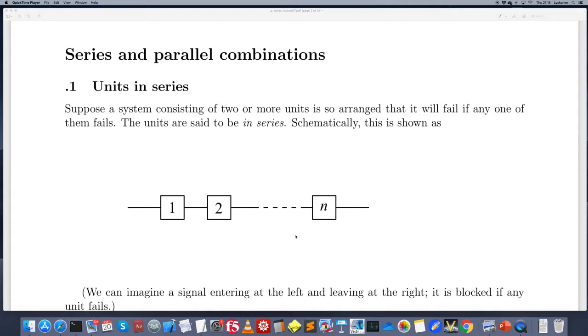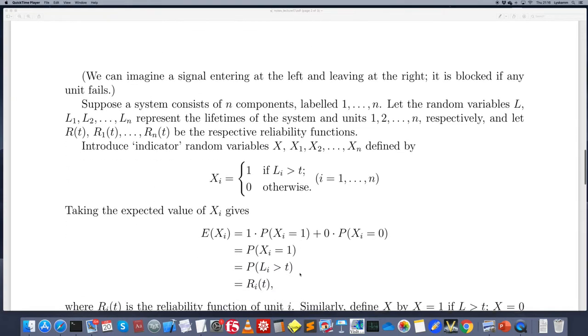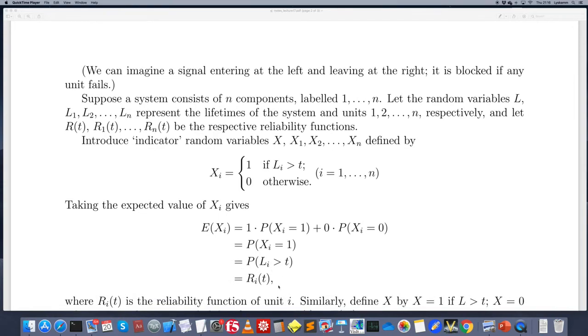Later, we have started analyzing the reliability of a system composed by different distinct units. Specifically here, we have considered a system where different distinct n units are arranged in series. By introducing a discrete random variable xi, called indicator of the ith unit, we have shown that the reliability of this unit is the expectation of its indicator.